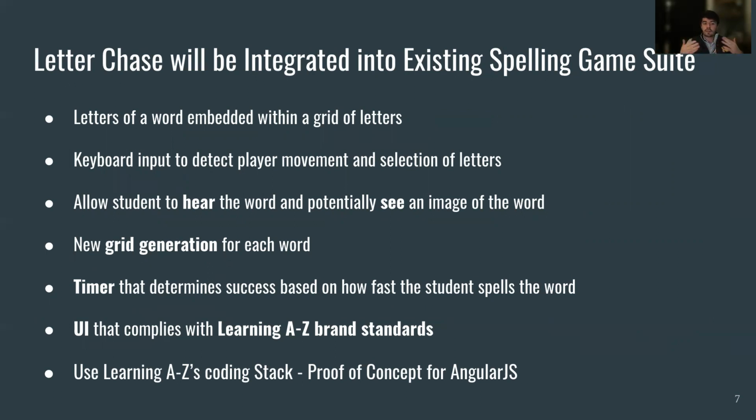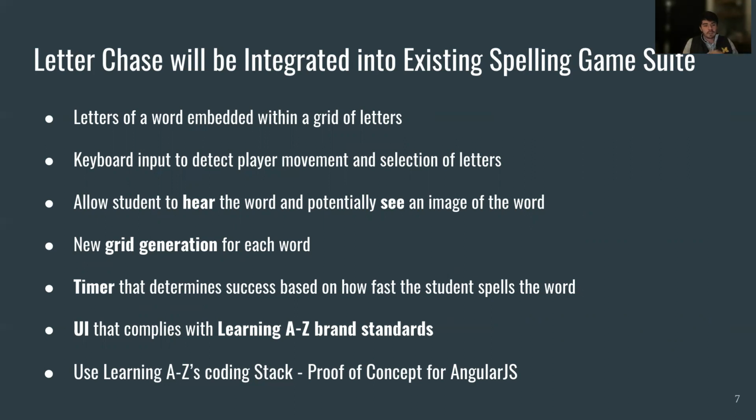In order for the students to know what word to spell, the word should be pronounced audibly to them, and if an image exists, it should be displayed for the students to see. There should also be a timing mechanism for the game to encourage the students to spell quickly. And lastly, the user interface should comply with the Learning A to Z's brand standards that they outlined to us at the beginning of our project.